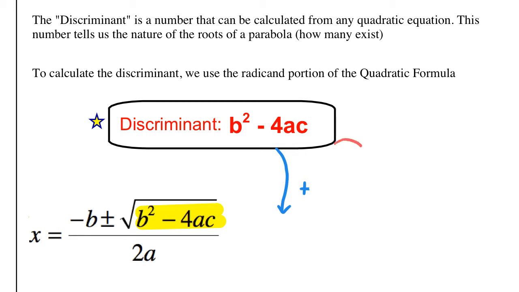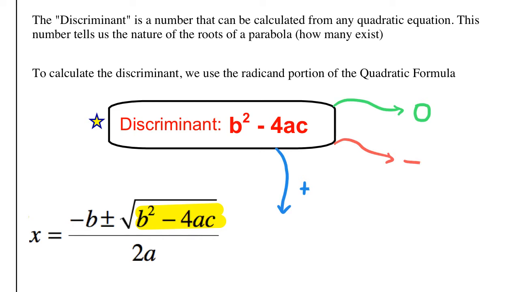On the flip side, I could calculate the discriminant and get some negative. And people usually tend to forget about this one. I can calculate the discriminant and get, what's the third option? I could get 0. Okay, so now let's revisit this.